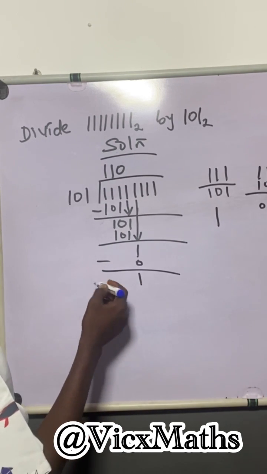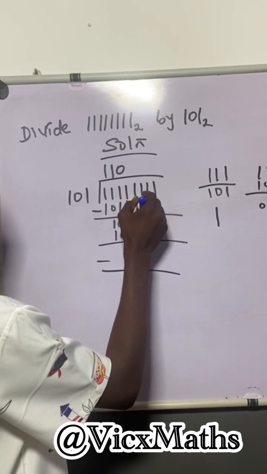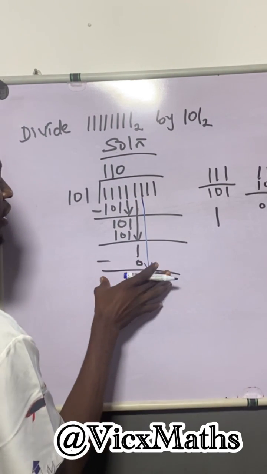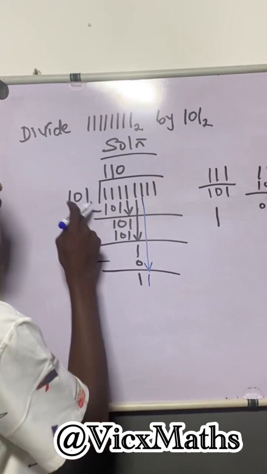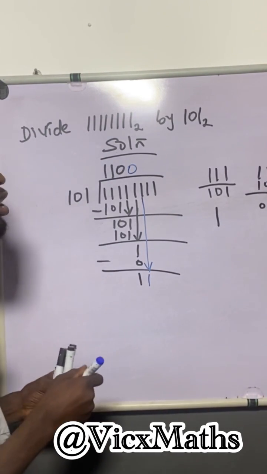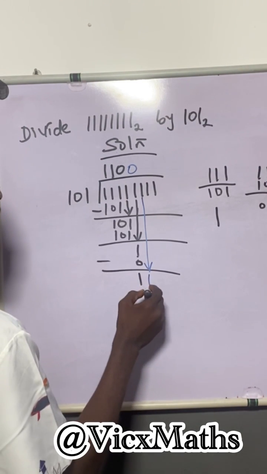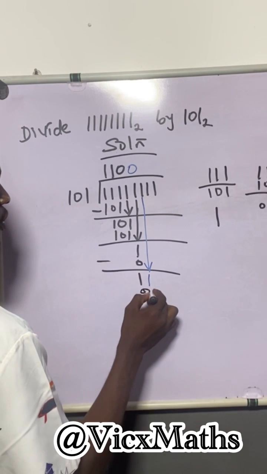So what you do now is, you know that this minus this is 1. Bring down the next 1. In each of these lines, we are bringing down 1. So we'll bring down 1. This going into this will still give us 0, because it's less than 101. That's the reason why it will give us 0. This going into this will give us 0. 0 times this is 0. You can just write 0, 0.